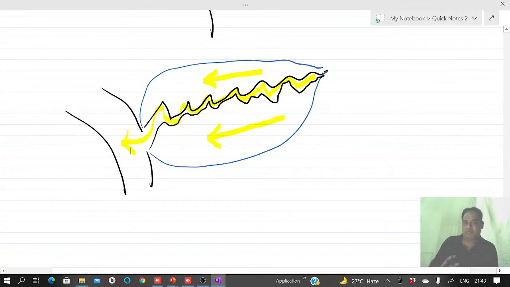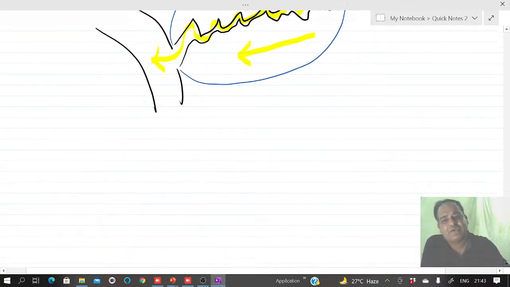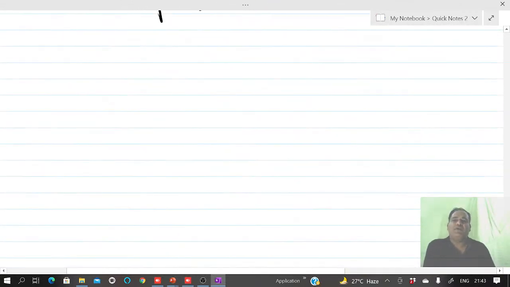Diabetes will develop because the endocrine part of the pancreas fails, and that occurs very, very late. Fine. First, the exocrine part will be affected.